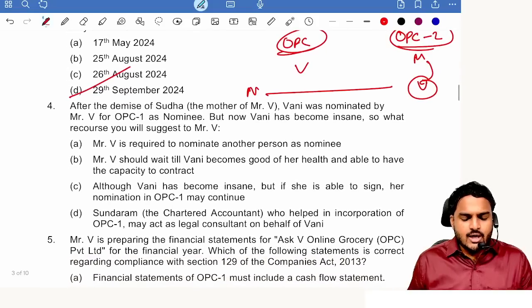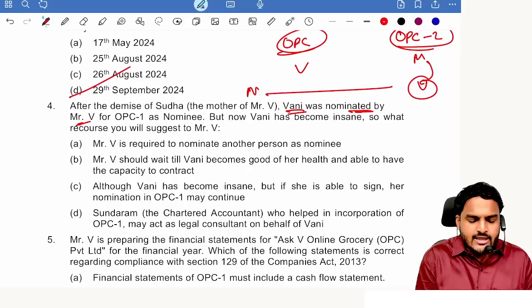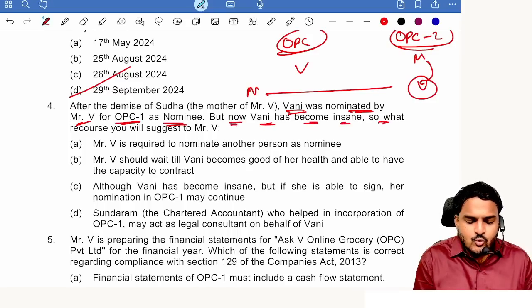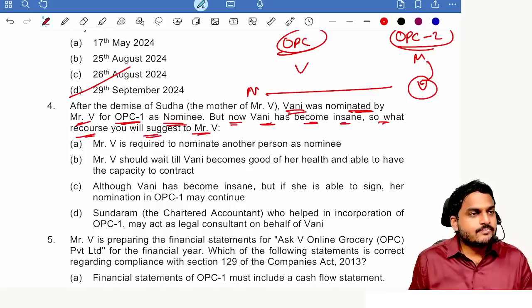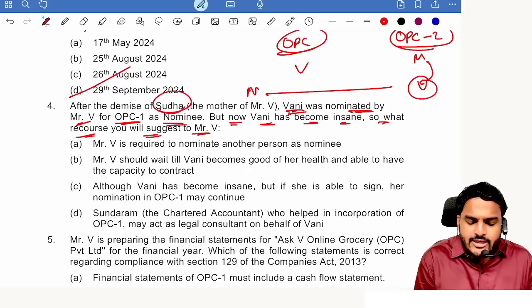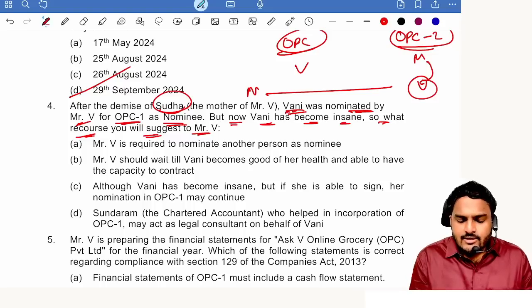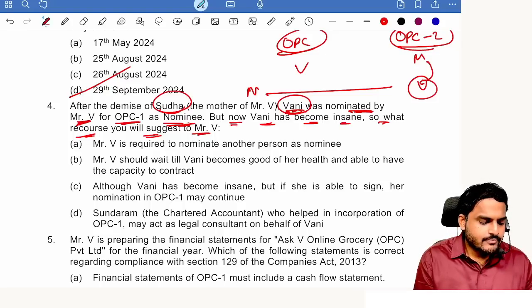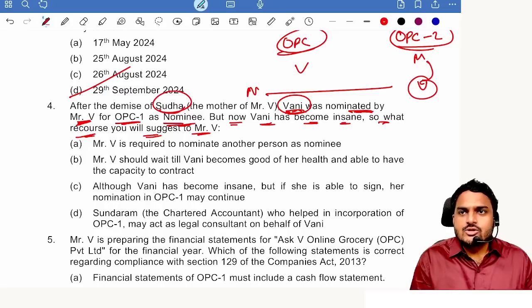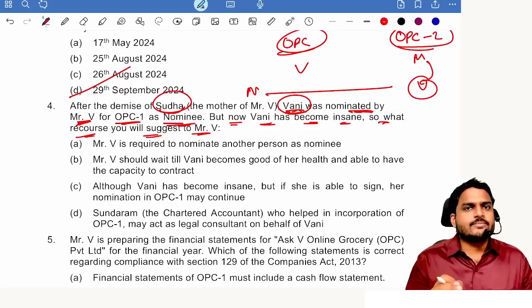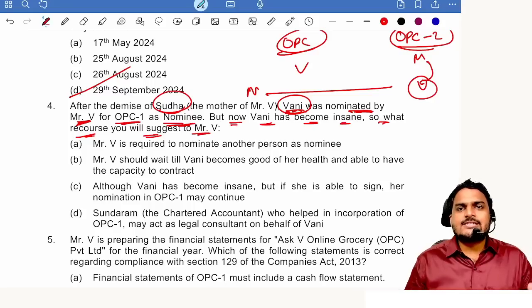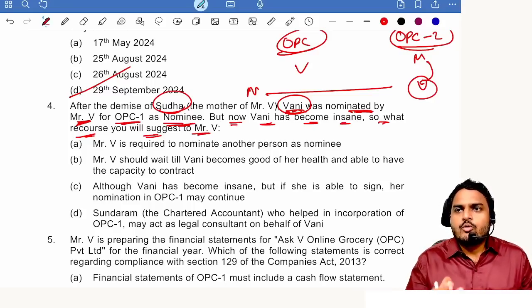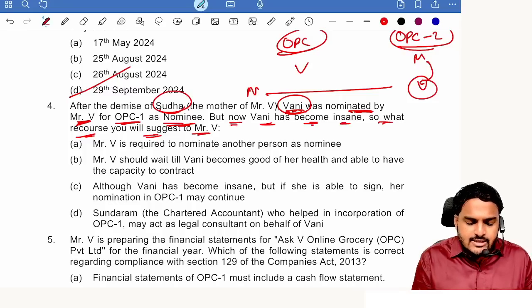After demise of Sudha, Vani was nominated by Mr. V for OPC as nominee. But now Vani has become insane. So what recourse will you suggest to Mr. V? You know, nominee expired here. Immediately, Vani was nominated by V as nominee. That means Vani was appointed as nominee. Later, Vani became insane. Now again there is a vacancy. So who can fill that vacancy? Vani has become insane. So what recourse is available?